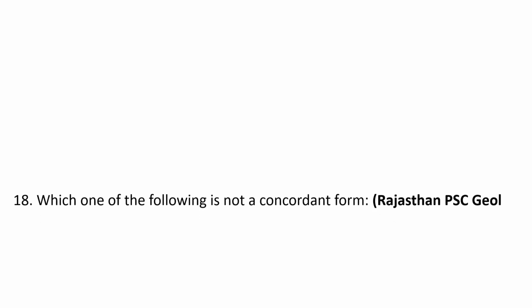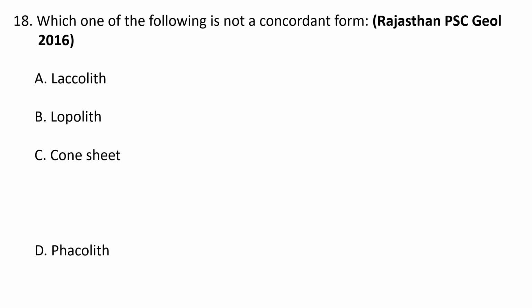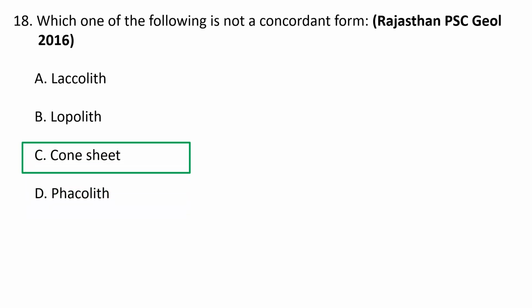Next question. Which one of the following is not a concordant form? A, laccolith; B, lopolith; C, cone sheet; and D, phacolith. The correct option is C, cone sheet. Cone sheet is not a concordant form, whereas laccolith, lopolith, and phacolith are all concordant forms.